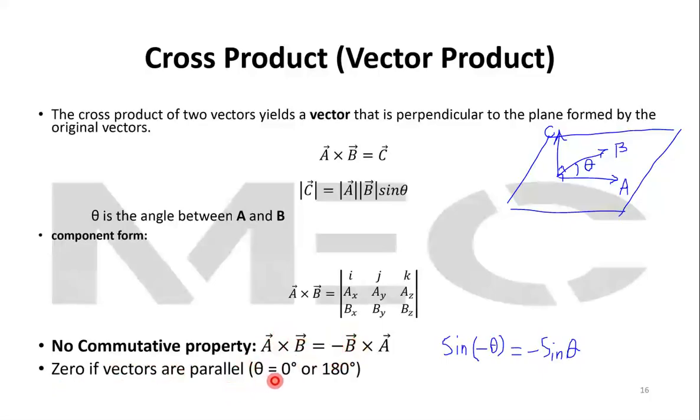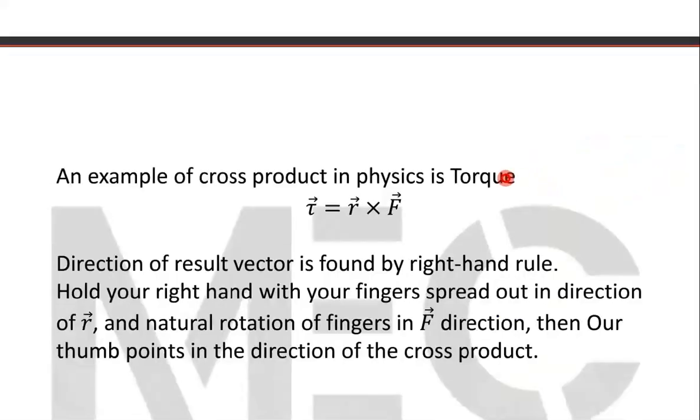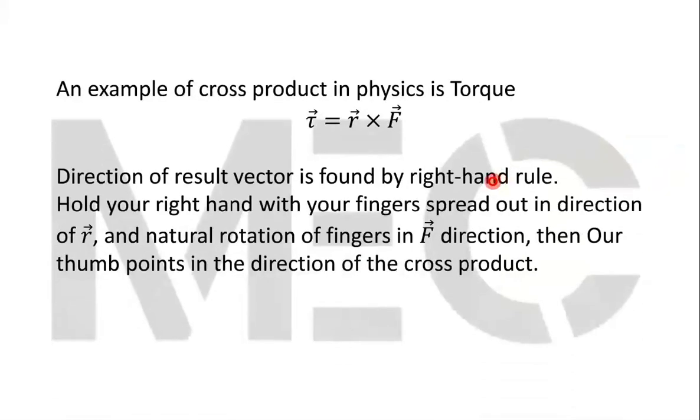If the angle theta is 0 or 180, sine of theta will be 0, and therefore the magnitude of the cross product will be 0. Therefore, the cross product is 0 when the two vectors are in the same direction. Okay. An example of cross product in physics is torque. So torque is equal to R cross F, or we can call torque also moment.